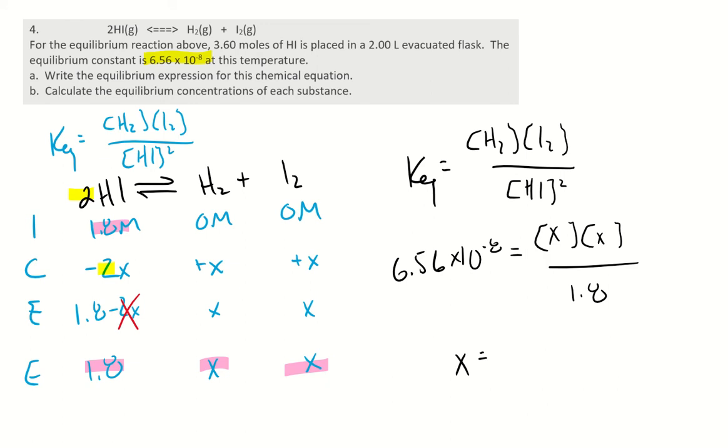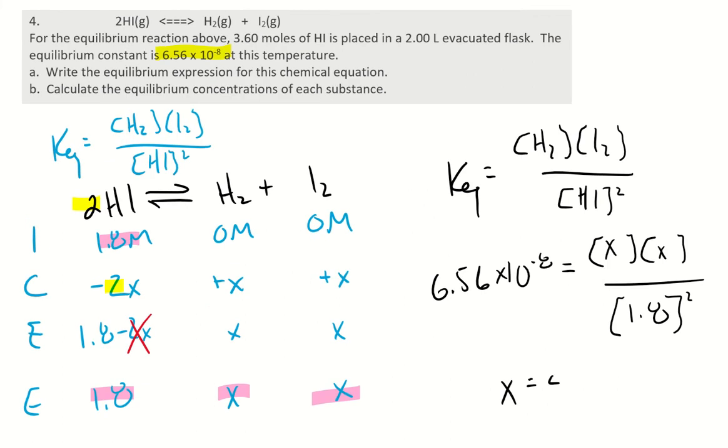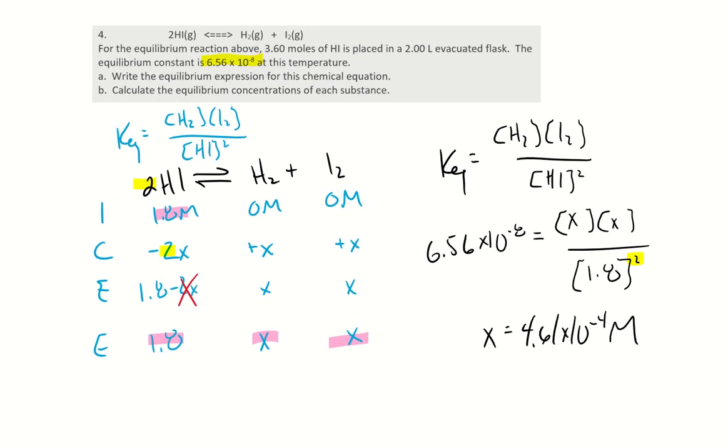X will be equal to 4.61 times 10 to the minus 4. And I apologize that I missed the squaring in the denominator earlier. That should clear that up. So to finalize my ice chart, I'm just going to plug in my values of x there. My equilibrium concentration of HI will remain 1.8 molar, and my concentration of both products will be 4.61 times 10 to the minus 4 molar.